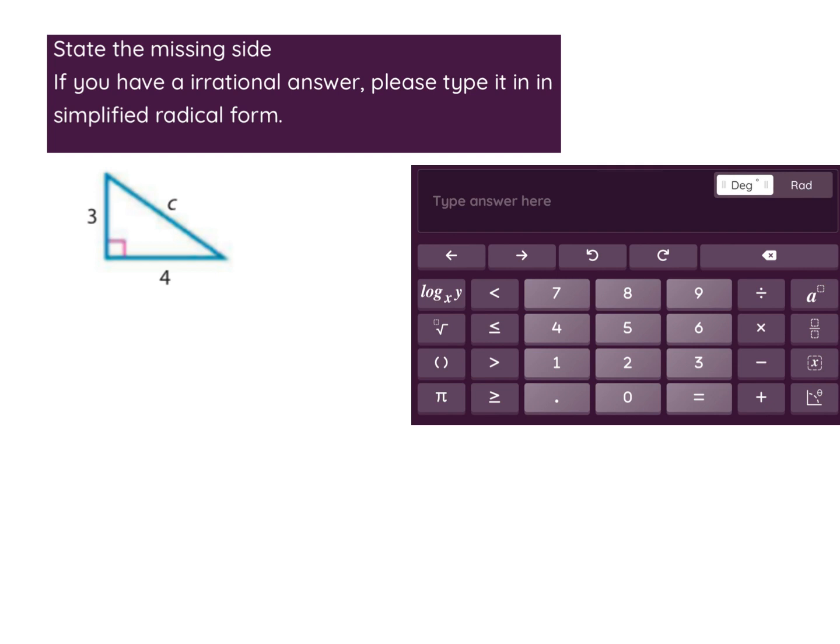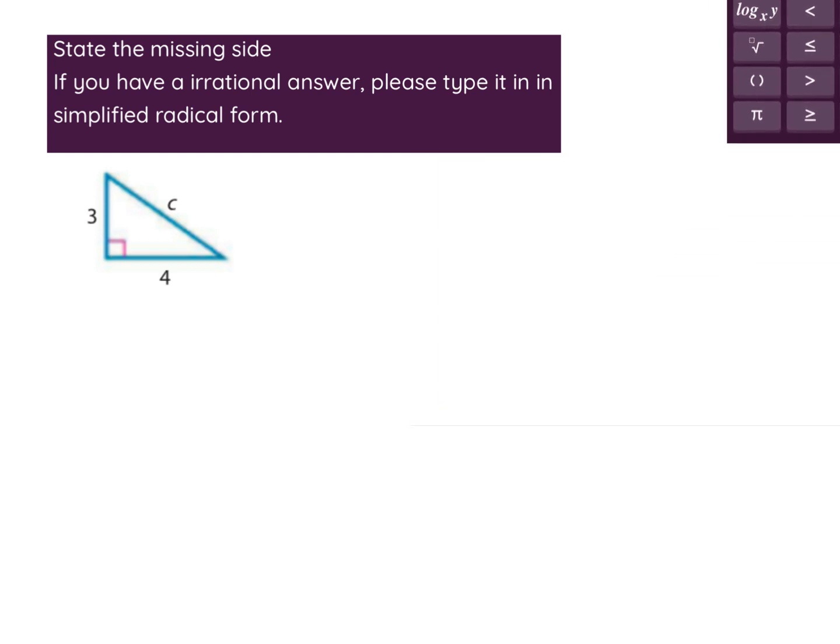So this is the type of question you're going to have on your assignment. Let me just move this to the side real quick. We have a triangle. It says state the missing side. If you have an irrational answer, a crazy decimal, then please type it in simplified radical form. So we need to remember the Pythagorean theorem: a squared plus b squared equals c squared. Of course, you could put c squared equals a squared plus b squared. It's up to you how you prefer that.